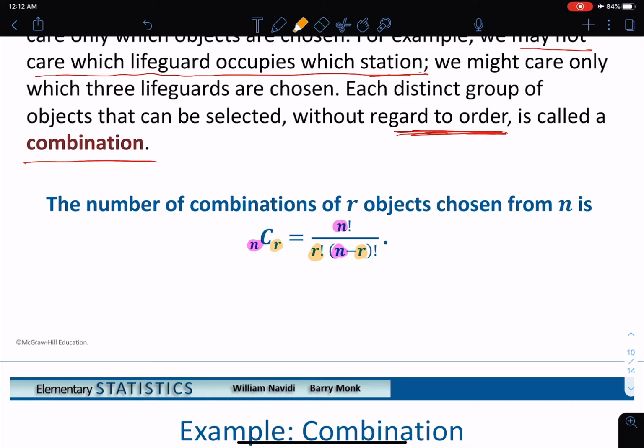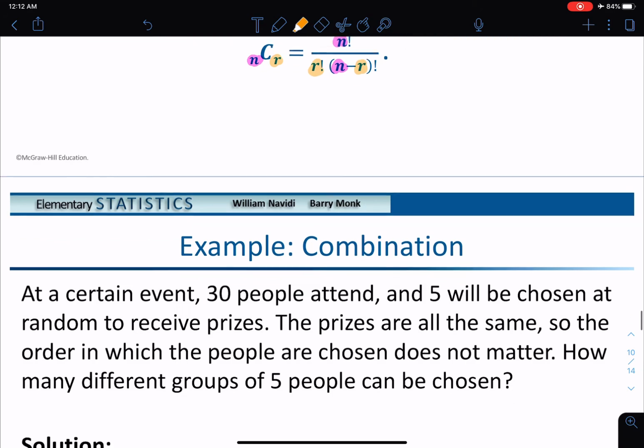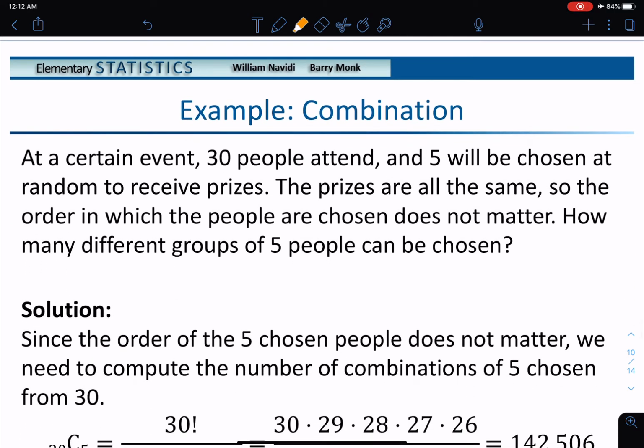So I'll try to give you an example of that because it's hard to imagine what I'm saying probably when I'm talking about that. Let's take a look at some examples here. At a certain event, 30 people attended, and 5 will be chosen at random to receive prizes. The prizes are all the same. I'm going to highlight that. So the order in which the people are chosen does not matter.